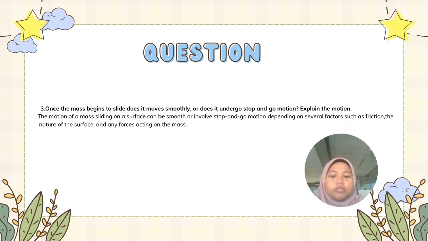Okay, question number 3. Once the mass begins to slide, does it move smoothly or does it undergo stop and go motion? Explain the motion. Okay. The motion of the mass sliding on the surface can be smooth or involve stop and go motion, depending on several factors such as friction, the nature of the surface, and any force acting on the mass.